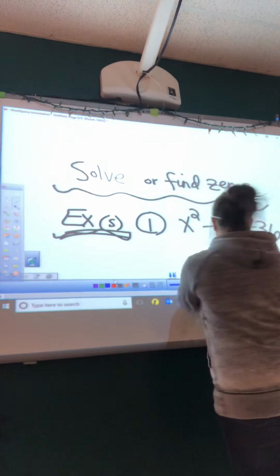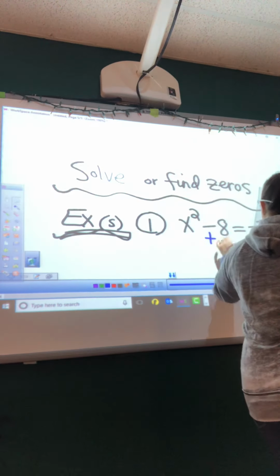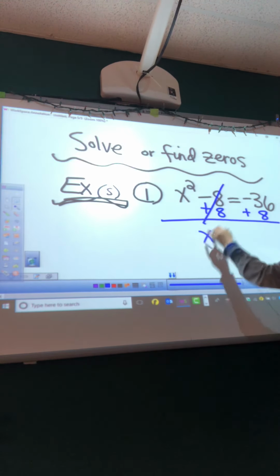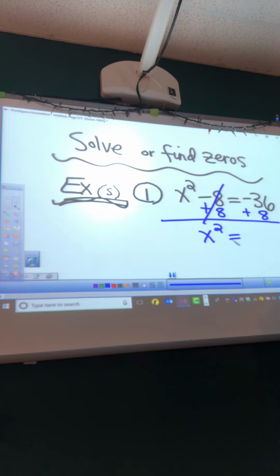All right? Add 8. Very good. Opposite of what we see. And what we do to one side, we do to the other. So x squared equals, what is that going to give us? Negative 36 plus 8. Negative 28.